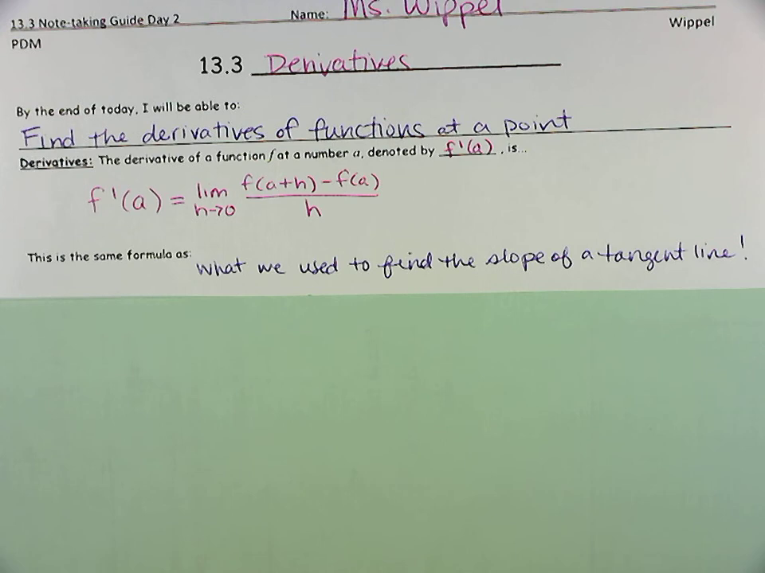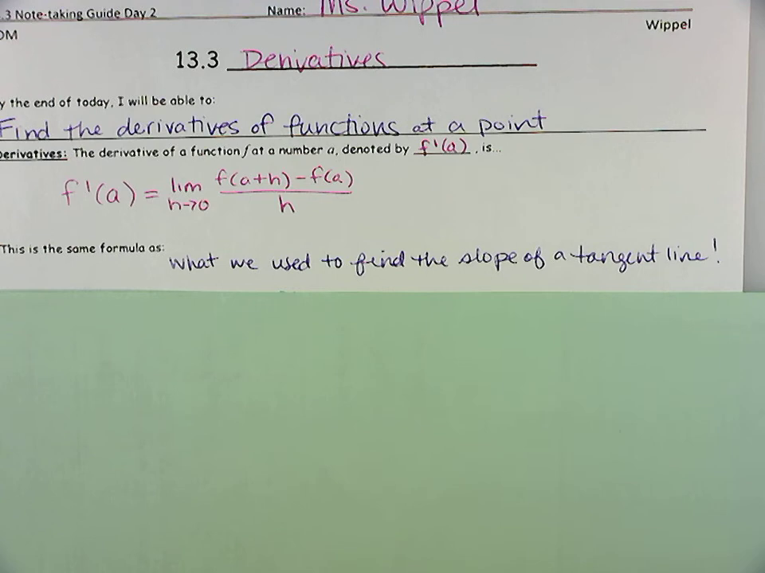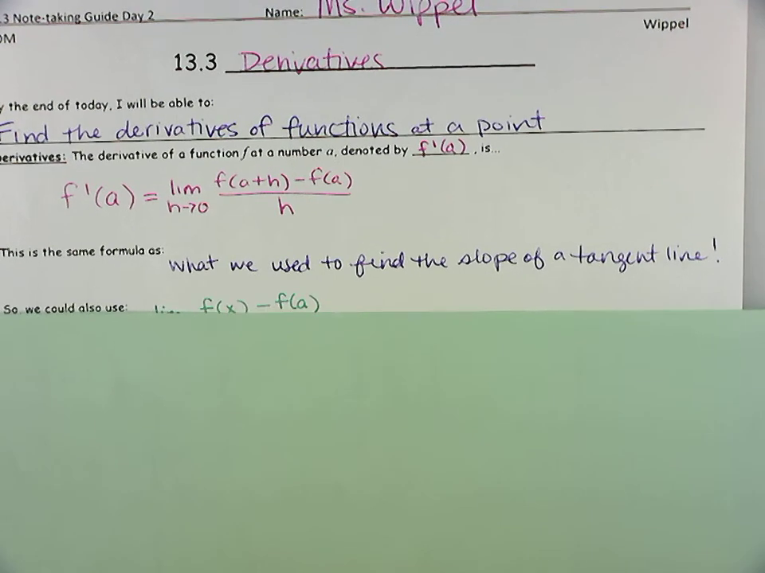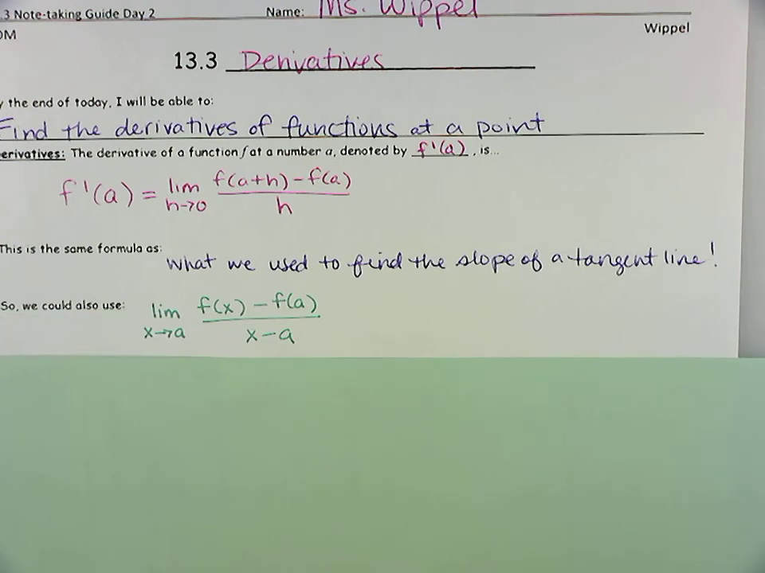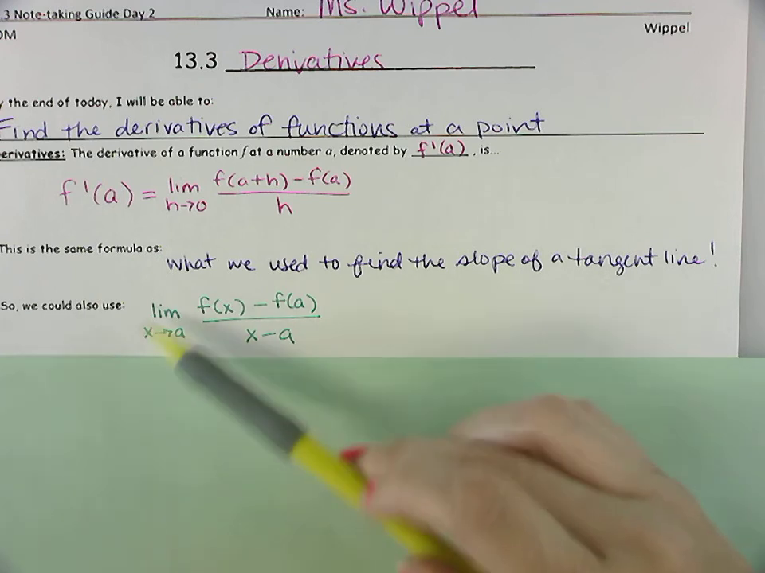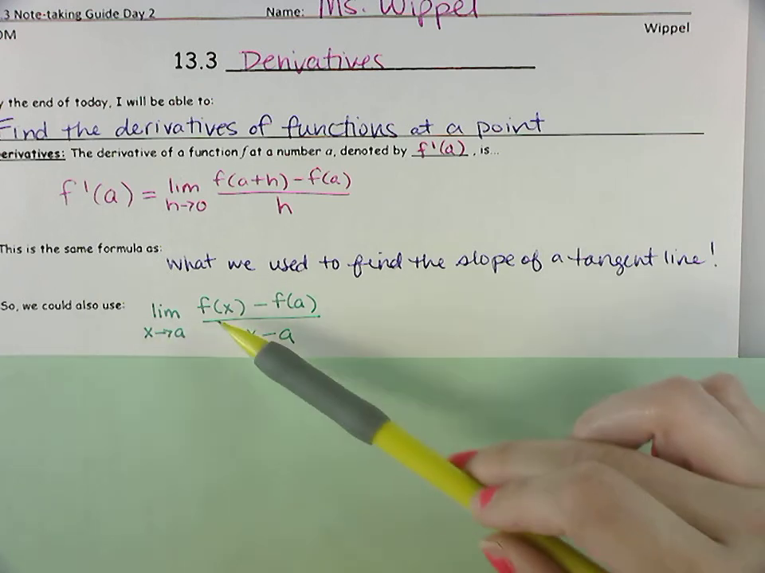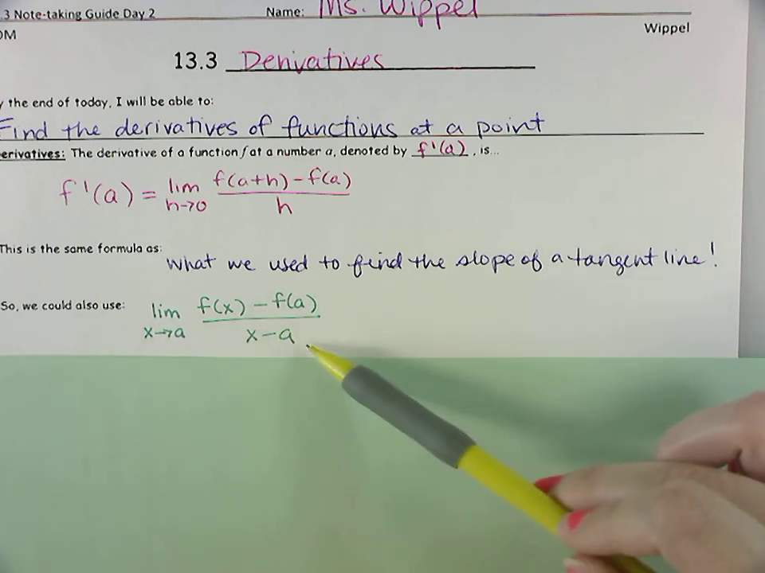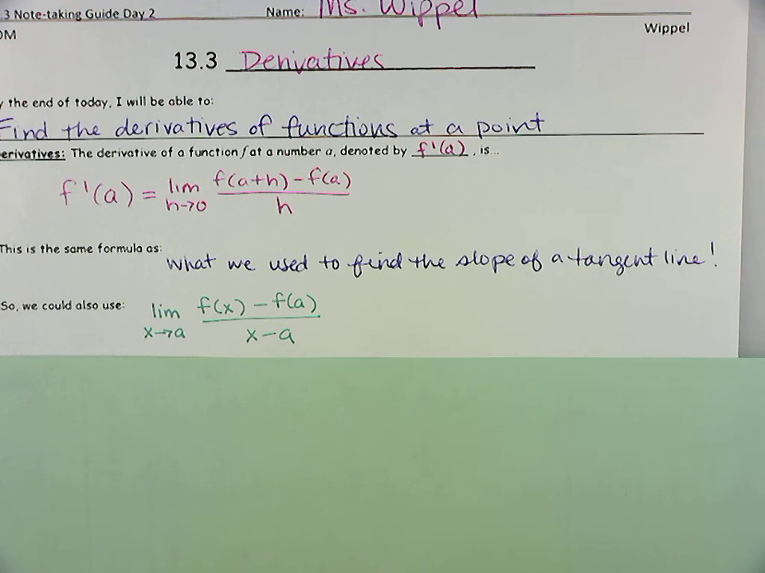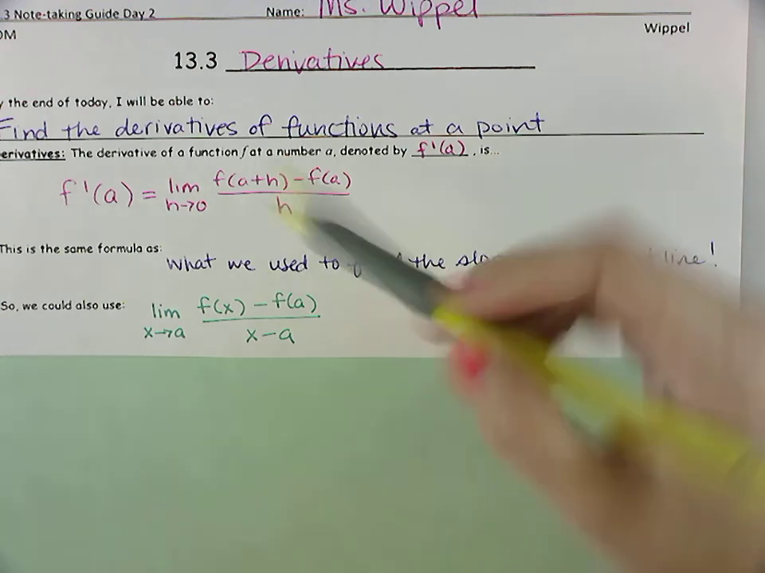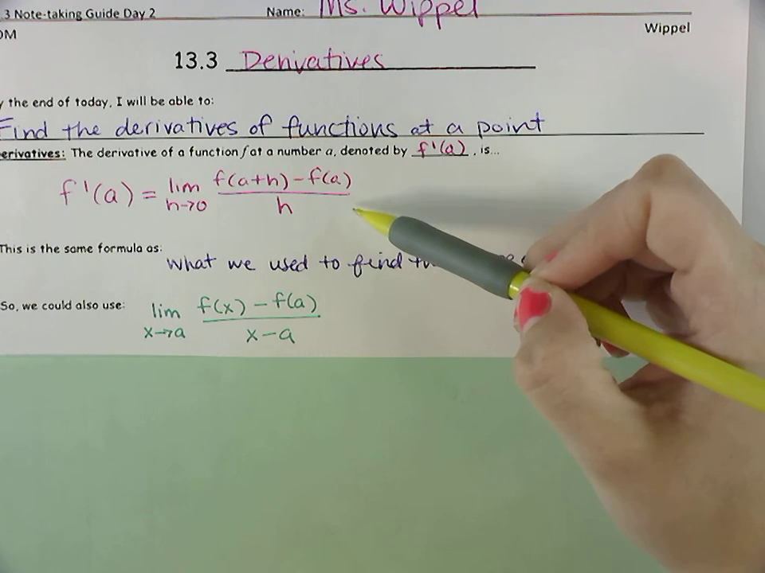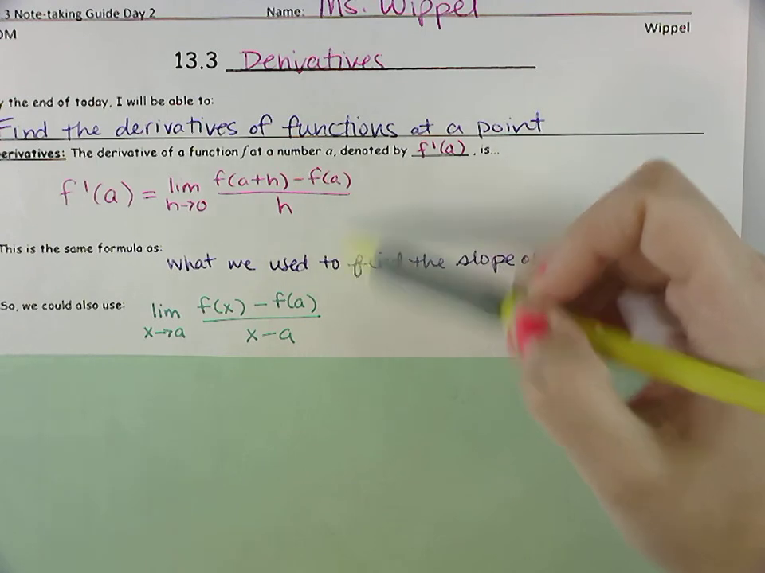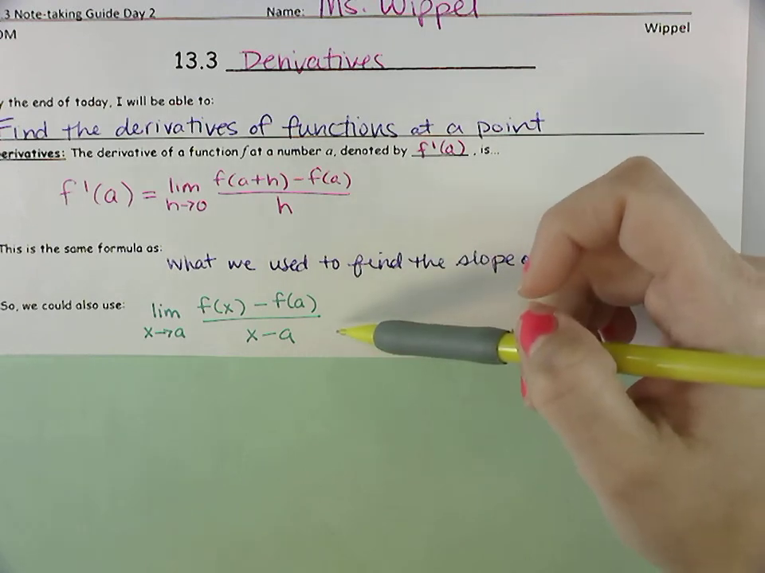So this is the same formula that we used yesterday to find the slope of the tangent line, and we're also going to use that today. Now remember, yesterday we also talked about how we could use the limit as x approaches a of f of x minus f of a over x minus a, and that would give us the slope as well. For the first few, we are going to use the equation as h goes to 0, and then for a couple of them, we're actually going to use both.